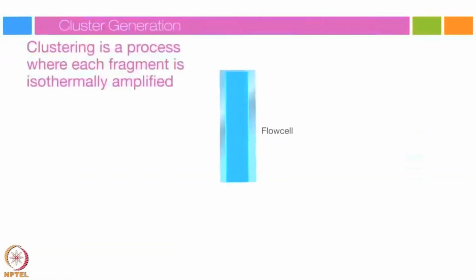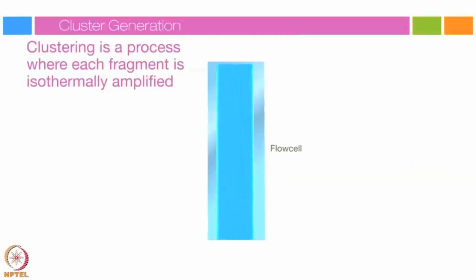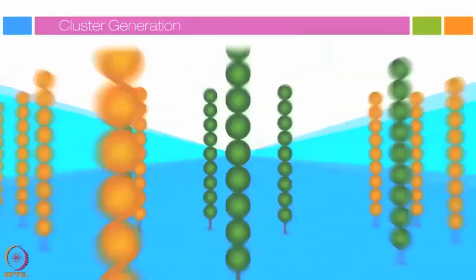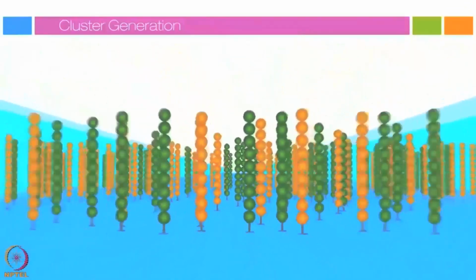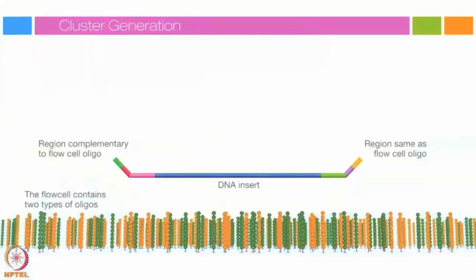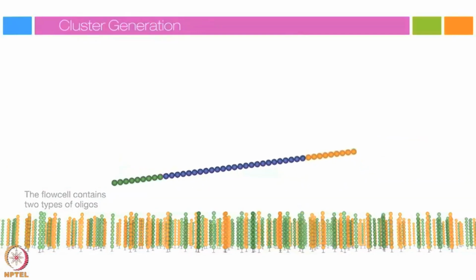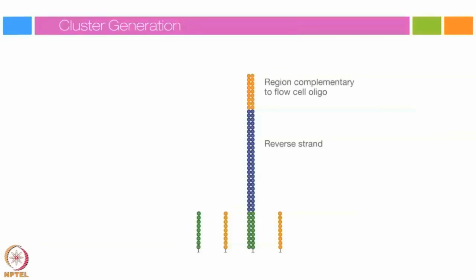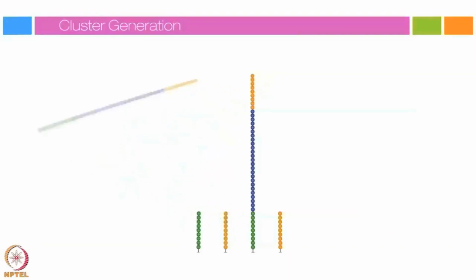Clustering is a process wherein each fragment molecule is isothermally amplified. The flow cell is a glass slide with lanes. Each lane is a channel coated with a lawn composed of two types of oligos. Hybridization is enabled by the first of the two types of oligos on the surface. This oligo is complementary to the adapter region on one of the fragment strands. A polymerase creates a complement of the hybridized fragment. The double-stranded molecule is denatured and the original template is washed away.